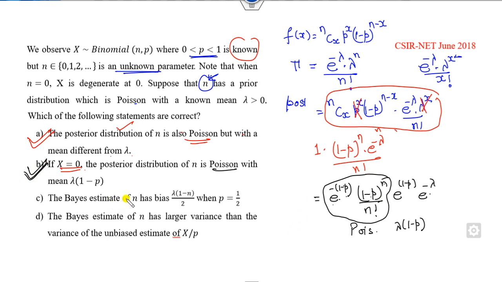How can you find the Bayes estimate? What is the meaning of the Bayes estimate? You can find the mean of this posterior, and you have to find n. Whatever the mean is, you can find it using the summation, and subtract it from n. You can check whether this is the right answer or not, and you can check for C and D whether they are the right answer or not. This is the right answer, this is not. You can verify it and let me know your answer in the comment.